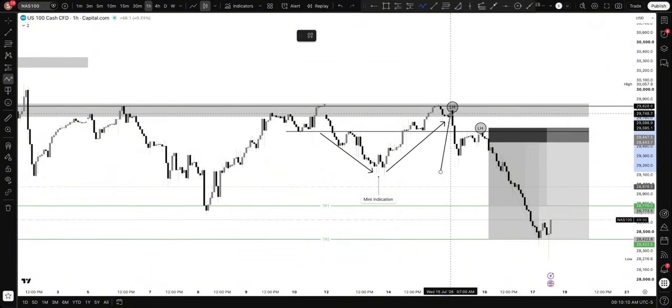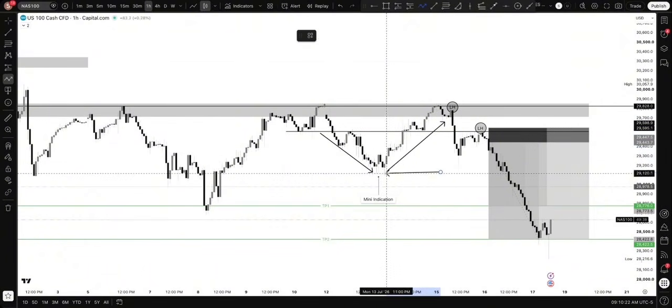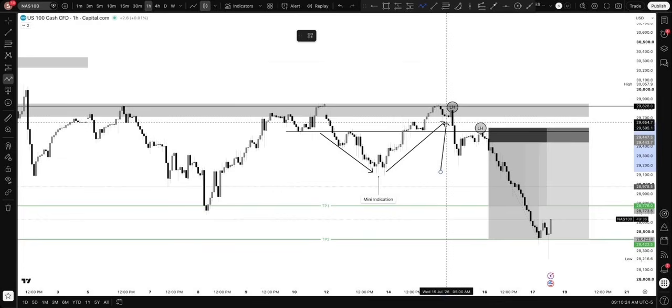As you can see, the first lower high gave us a lower low. Sometimes it is okay to wait for the second lower high anyways, because that gives you more confirmation that that's exactly what price wants to do. So again, we got our mini indication, we got our mini correction, we finally see a lower high. That is another sign that price is getting ready to sell down. We got our lower low.